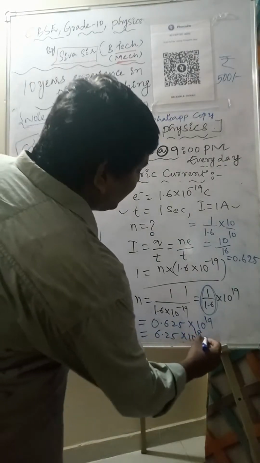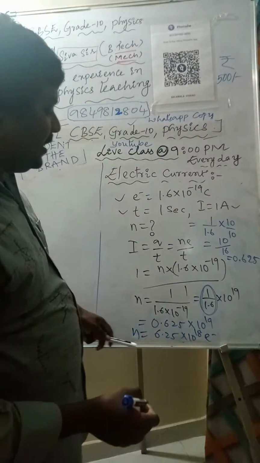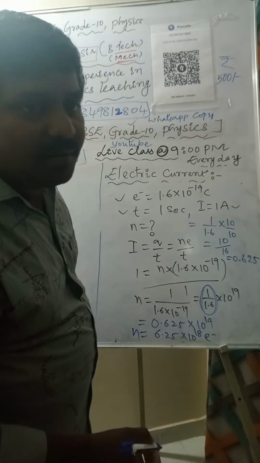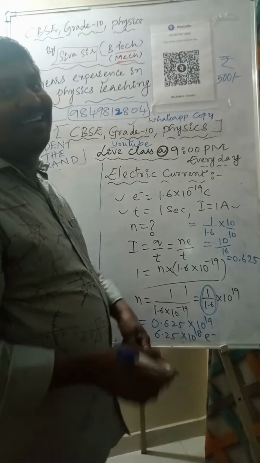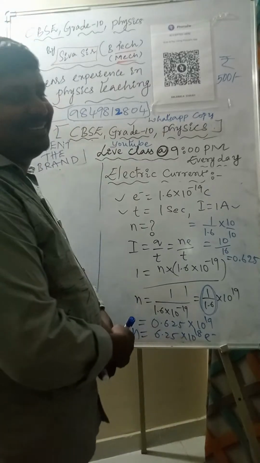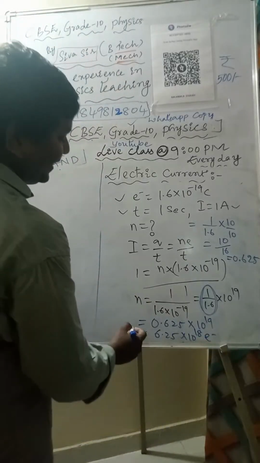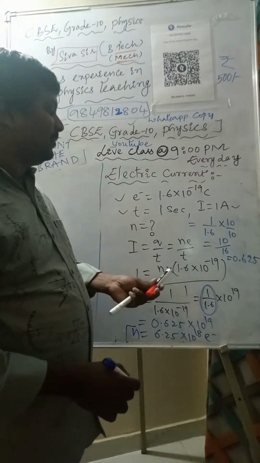It is 10 power 18 electrons, because it's a number, right? We are asking for the number. So here you can see 6.25 into 10 power 18 electrons. This is the value. Like this we have to solve the problem.